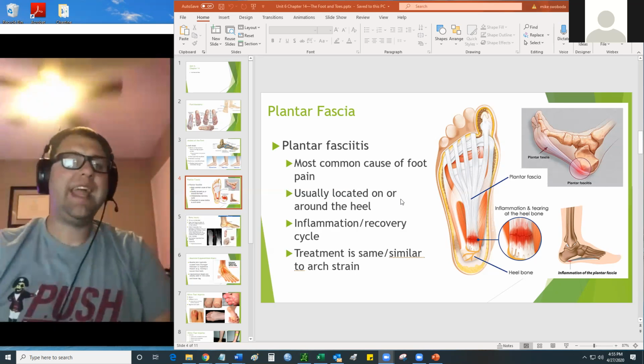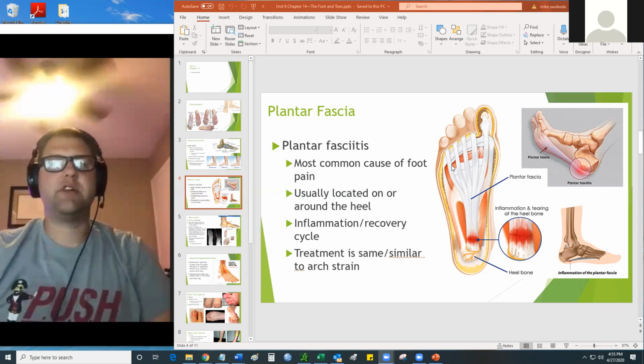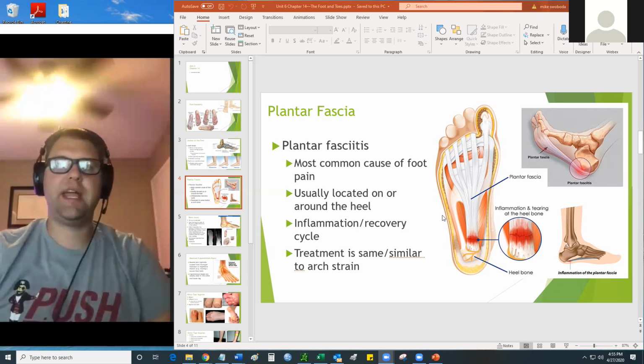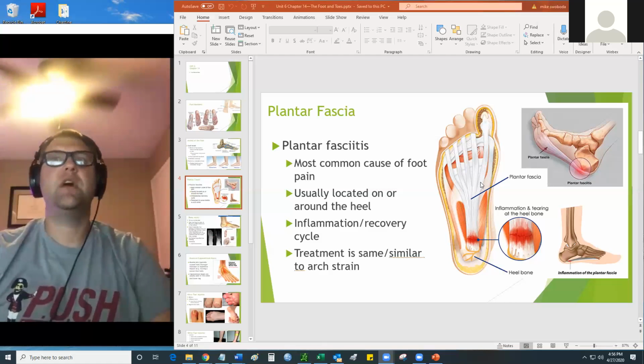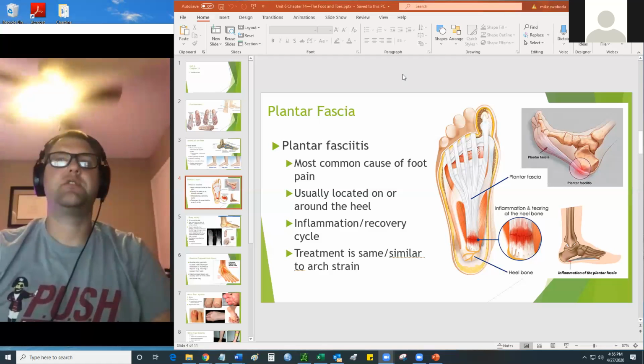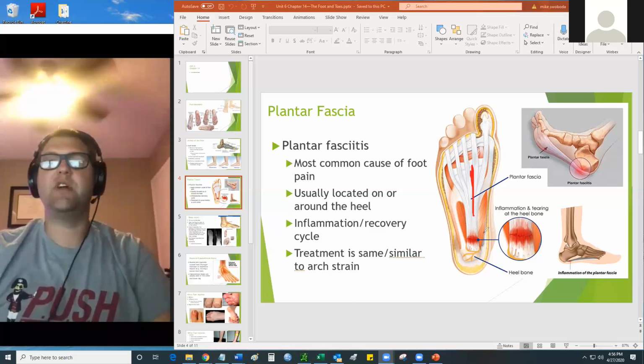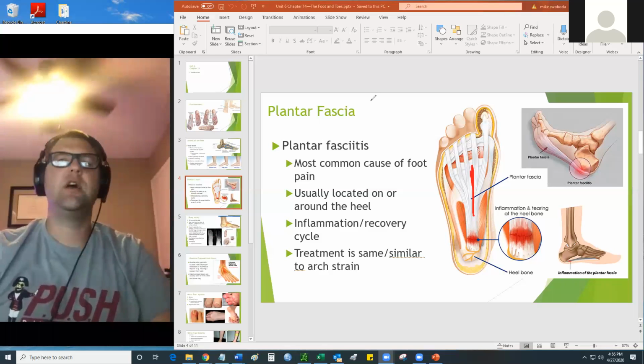It can progress into something a little more serious where you actually get almost complete foot pain. That's where you would potentially need a plantar fasciotomy, where, similar to compartment syndrome, a surgeon would go in and cut down the middle of your foot to release a lot of the pressure that's built up there. But that's usually a last ditch effort.